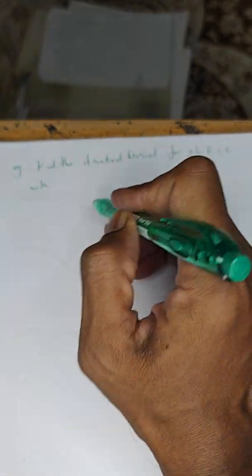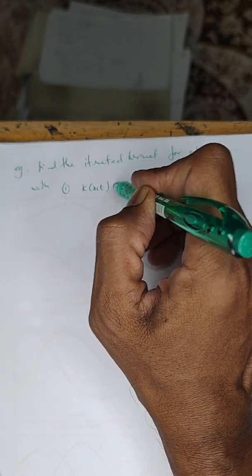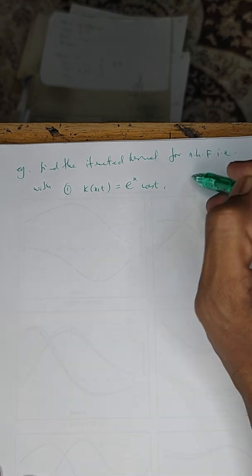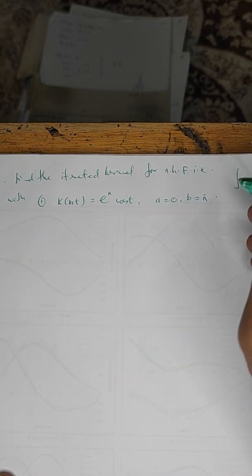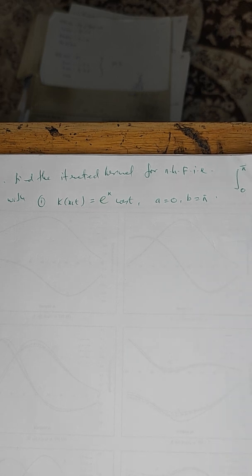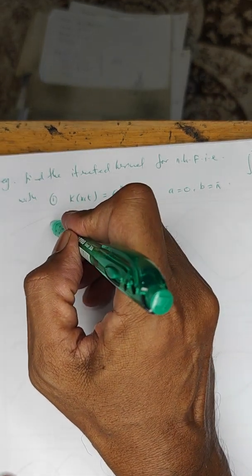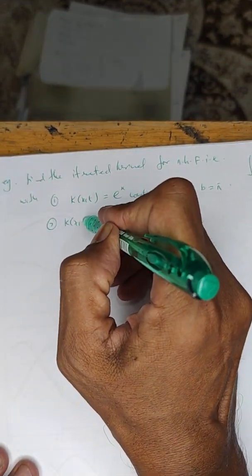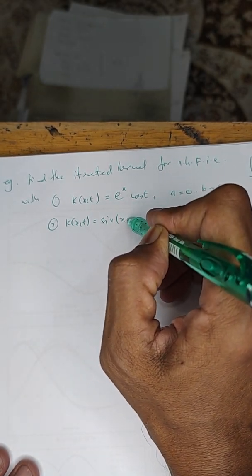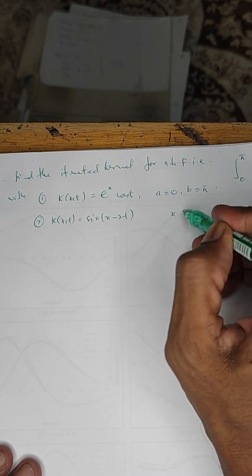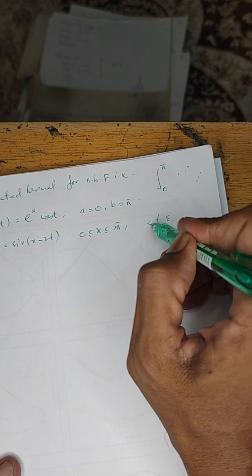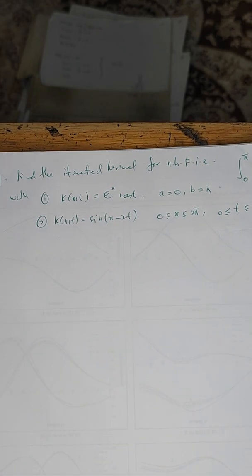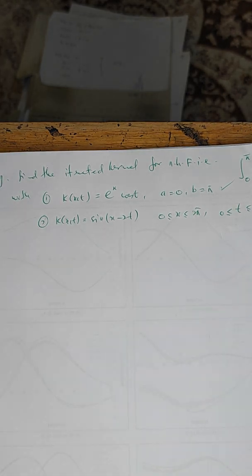With kernel given as K(x,t) equals e to the x cos t, where a is 0 and b is pi. Which means our integral, we have a to b, 0 to pi here. This is the integration in the Fredholm integral equation. And then number 2, we have K(x,t) equal to sine of x minus 2t, for x from 0 to 2 pi and t from 0 to 2 pi. Okay, I'll do number 1 and then I leave number 2 as an exercise to you.